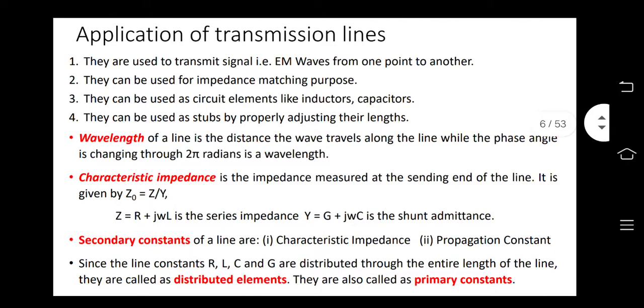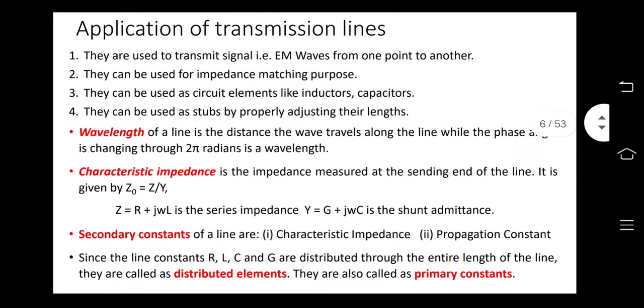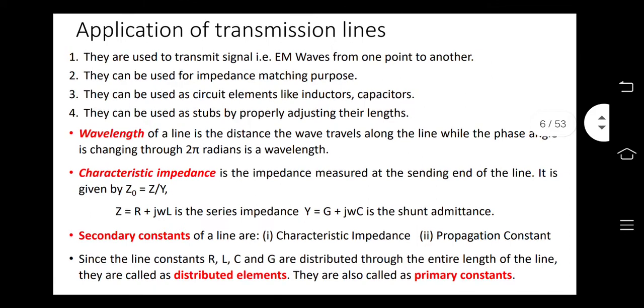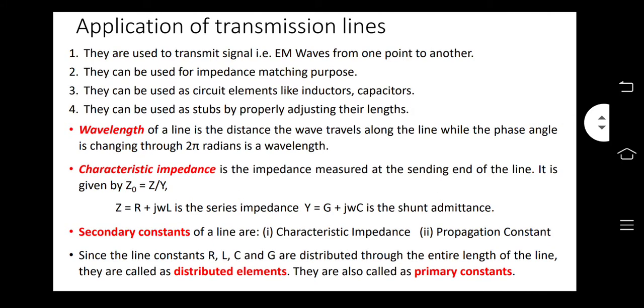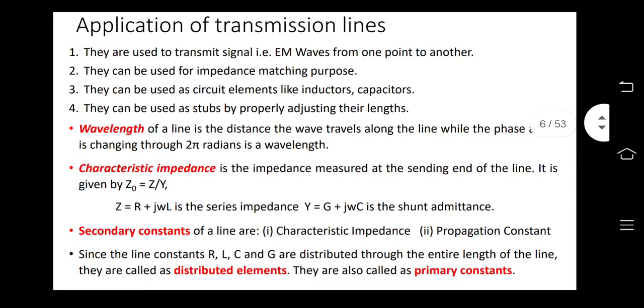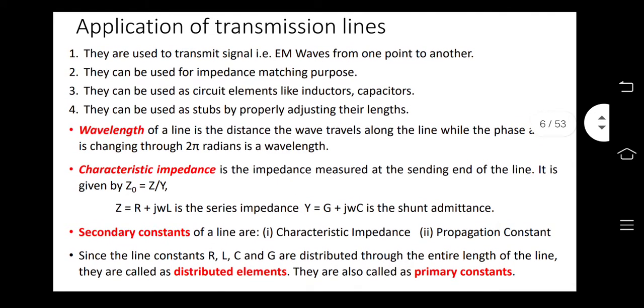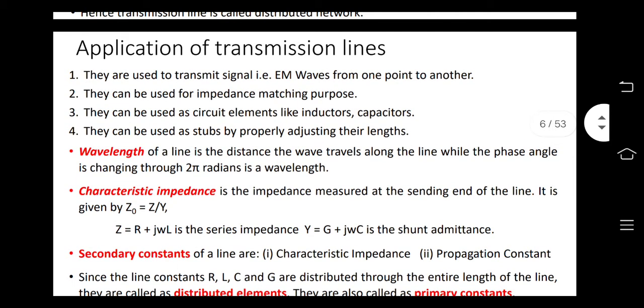Some of the applications of transmission lines are: they are used to transmit signals, that is, electromagnetic waves, from one point to another. They can be used for impedance matching purposes. They can also be used as circuit elements like inductors and capacitors. They can be used as stubs by properly adjusting their lengths. The wavelength of a line is the distance the wave travels along the line while the phase angle is changing through 2 pi radians.